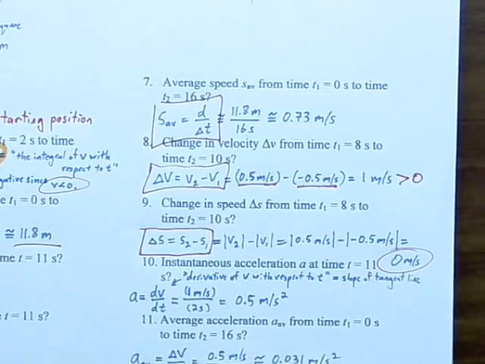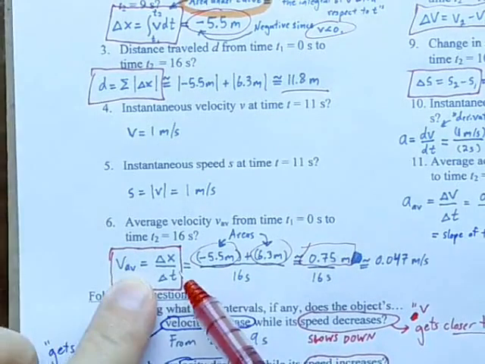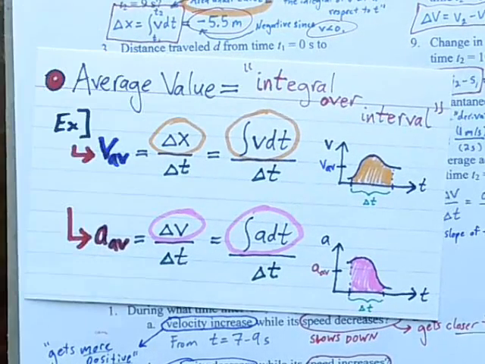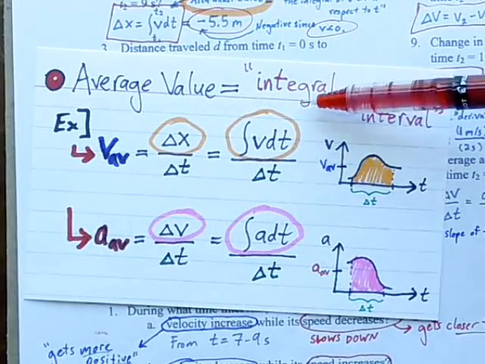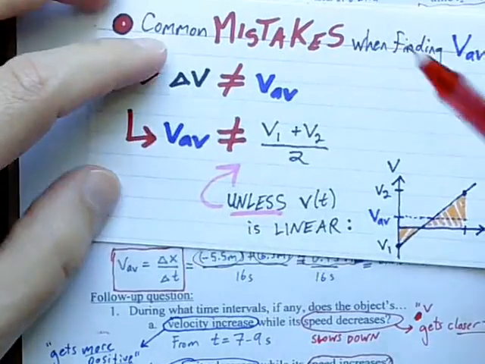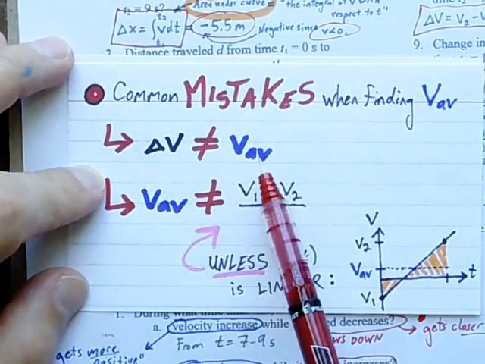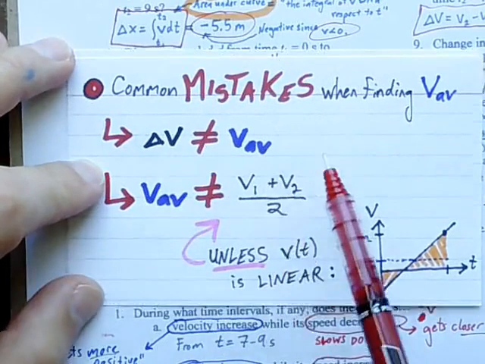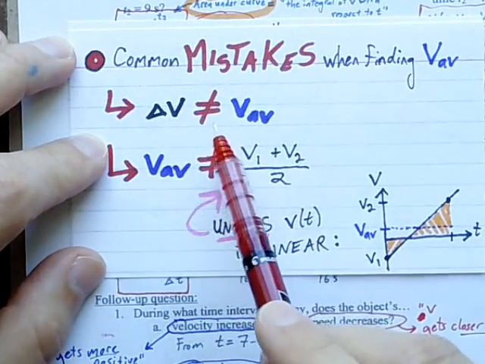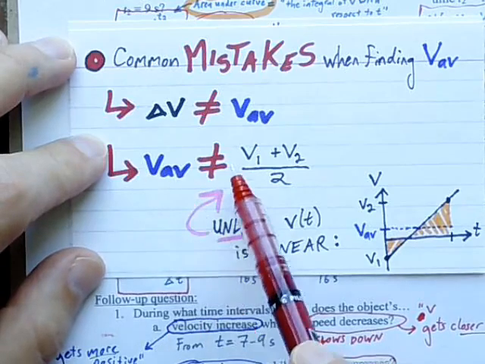And while we're on the subject of common mistakes, going back to the average velocity question back here, this has to be the way that you find an average value using this integral over interval idea. Some common mistakes regarding average value. The change in v is not the same thing as average value. And also the average value of the change in v is not the same thing as average velocity.